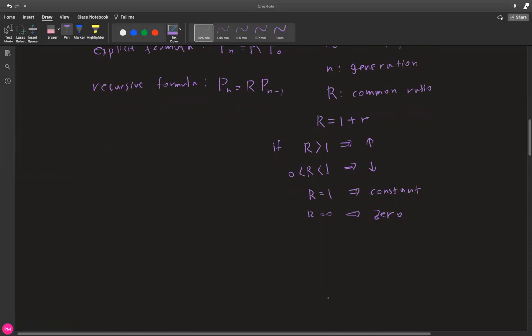One last thing that we looked at here is the geometric sum formula. So the geometric sum formula is the sum equals P0 plus R P0 plus R squared P0, dot dot dot, plus R to the n minus 1 times P0, which in other words is the same as saying P0, P1, P2, all the way up to P sub n minus 1. It's the same thing.